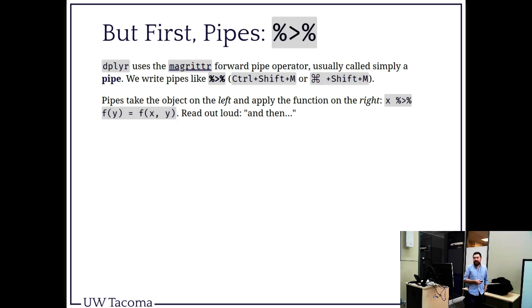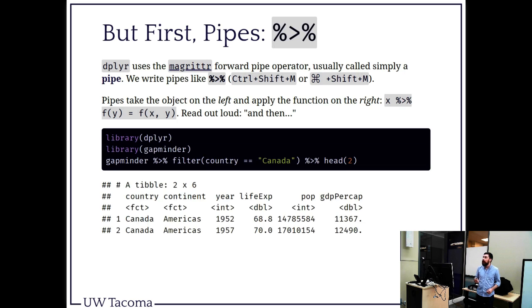Pipes take the object on the left side of the pipe and they apply whatever function is on the right side of it. So you would read it something like, let's say X is on the left, you'd say X and then do function to X. But you can chain these pipes together over and over again to run many functions in a row. Here's an example.